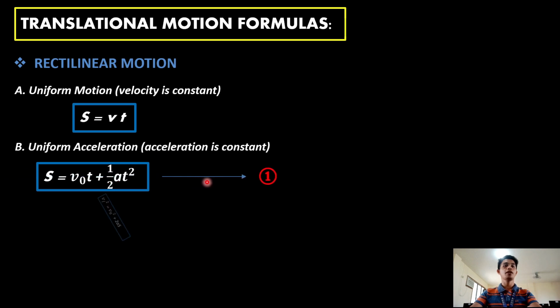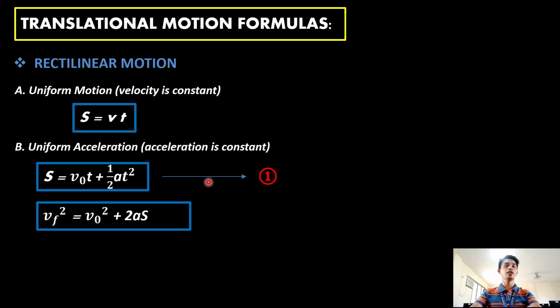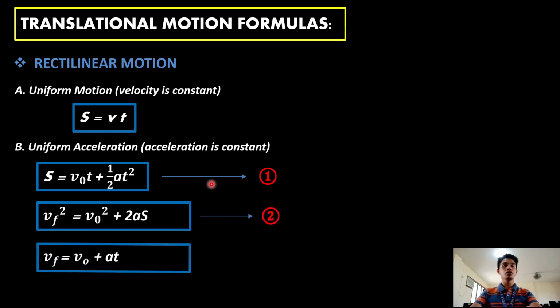So, mayroon pa tayong formula. Final velocity squared is equal to initial velocity squared plus 2 times acceleration times distance. And last is final velocity is equal to initial velocity plus acceleration times time. So, we have 3 equations. We have 3 formulas kapag uniform acceleration.